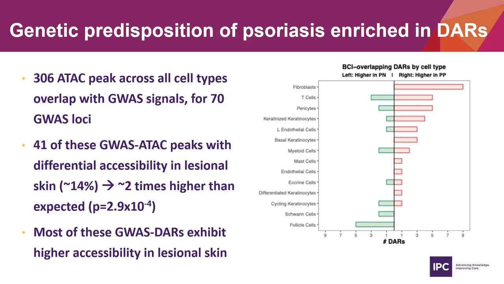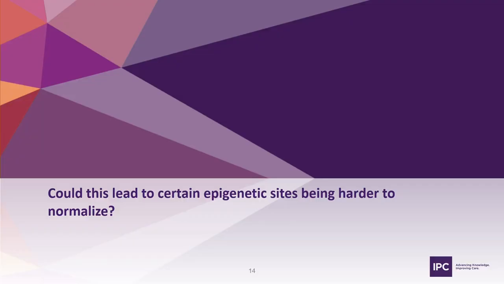Another interesting fact is that many of those differential peaks in the lesional skin have a higher accessibility in the lesional skin, as you can see here. Many of those are fibroblasts, T cells, myeloid cells, or keratinocytes. So could this high overlap of epigenetic marks with GWAS signals be one of the factors that makes certain epigenetic sites more difficult to normalize? This is one of the questions that we want to answer, because individuals carry different genotypes for different signals associated with psoriasis.